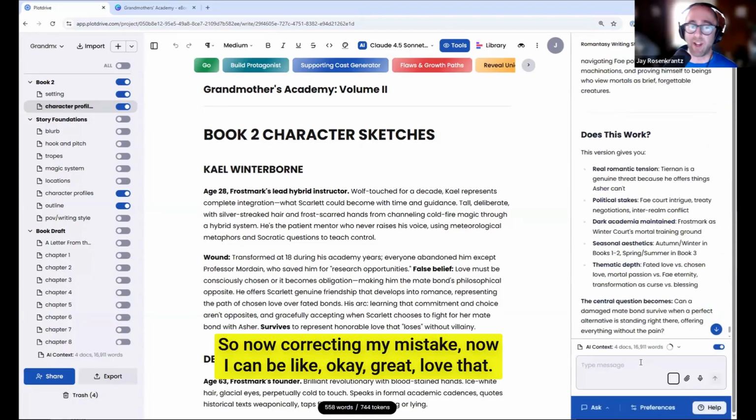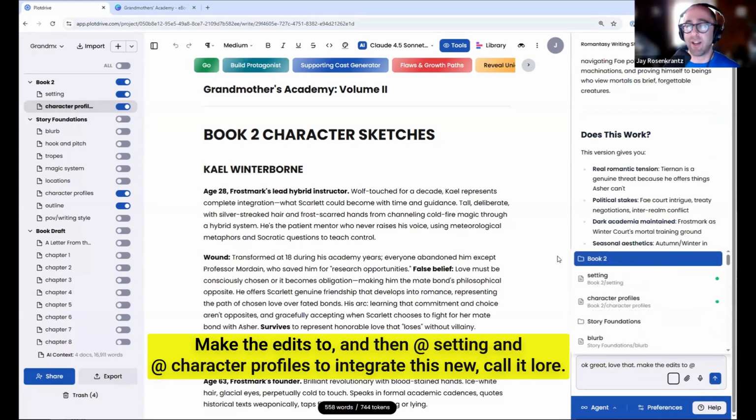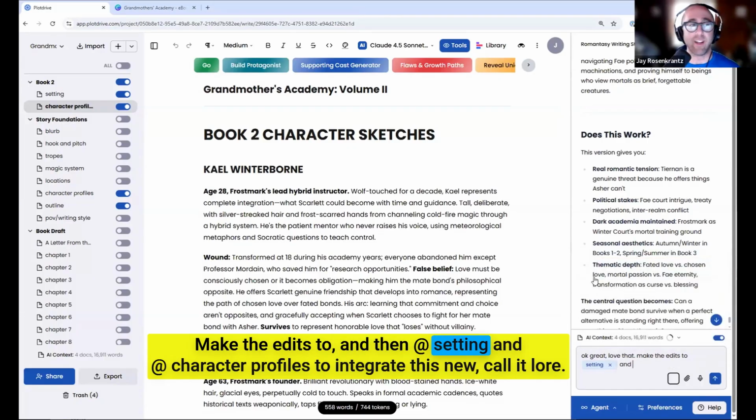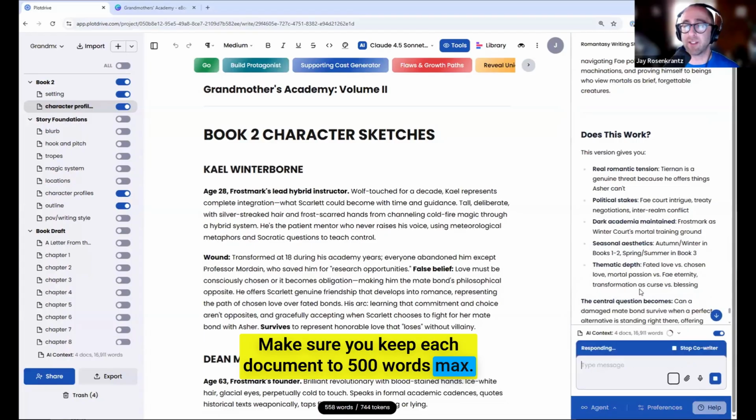Okay, this is pretty good. So now, correcting my mistake, I can be like, okay, great, love that. Make the edits, and then add setting and add character profiles to integrate this new lore. Make sure you keep each document to 500 words max.